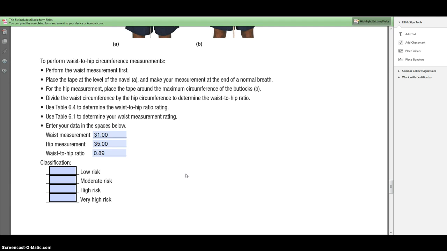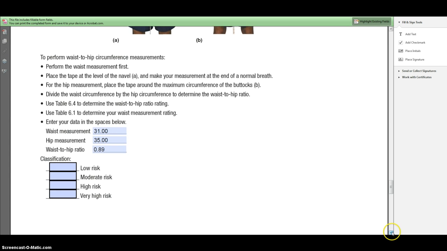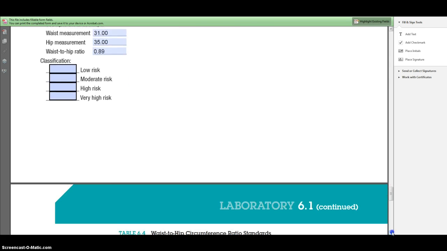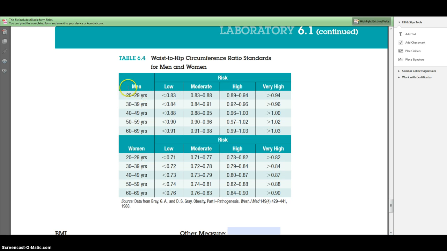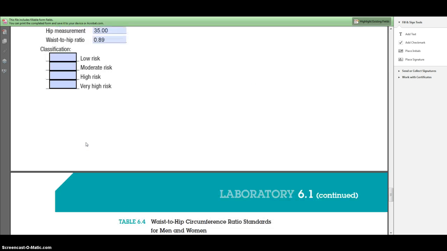Okay, so it went ahead and rounded it for me. So now again, I need to find my classification or my risk category, and I only need to look one page ahead here. It's provided in the laboratory for men and women. Again, if I'm 37 years old and I was at an 89, right here I'm at moderate risk. Ladies, for you, you just look further down the table. So, moderate risk.